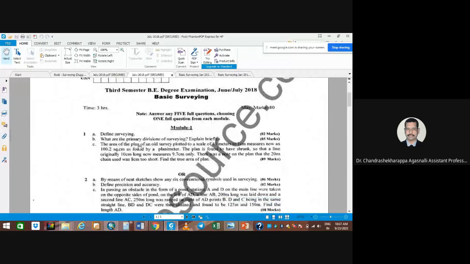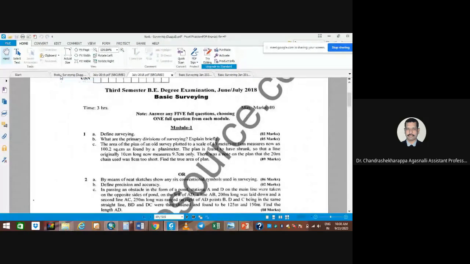Here is the area of an old survey plan plotted to a scale of 10 meters to 1 centimeter, which now measures 100.2 square centimeters as found with the planimeter. The plan is found to have shrunk, meaning it is a little bit disturbed or compressed, so that a line originally 10 centimeters long now measures only 9.7 centimeters. There was a note on the plan that a 20-meter chain was used, 8 centimeters too short. Find the true area of the plan. For this type of problem, here is the solution.